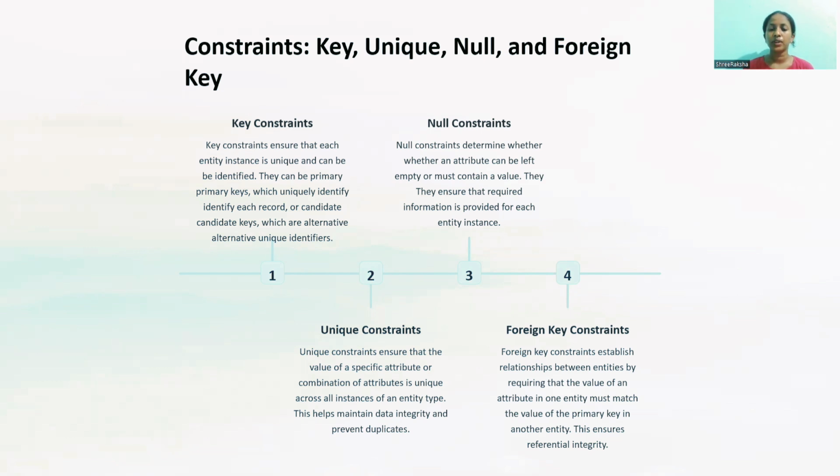Next one is about the foreign key constraint. Foreign key constraints establish a relationship between the entities, requiring that the value of an attribute in one entity must match the value of a primary key in another entity. It ensures referential integrity.